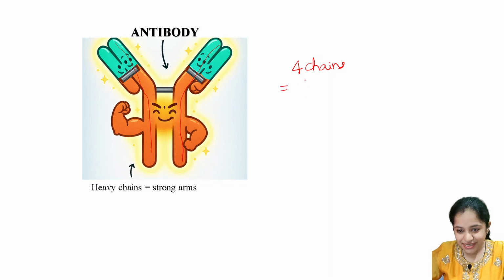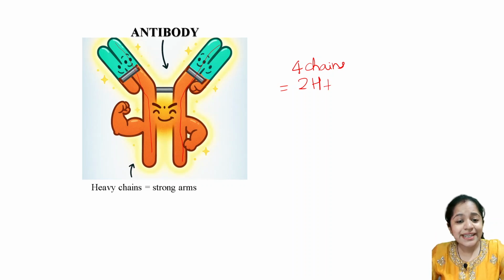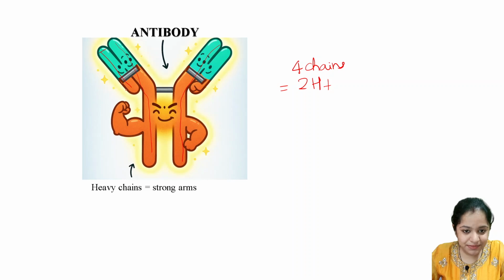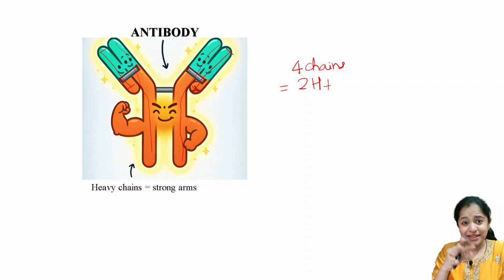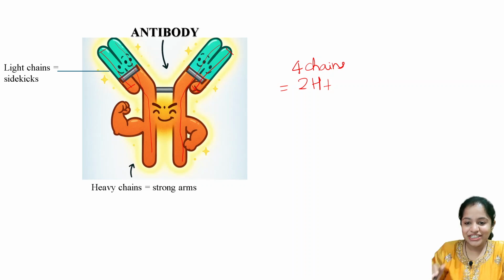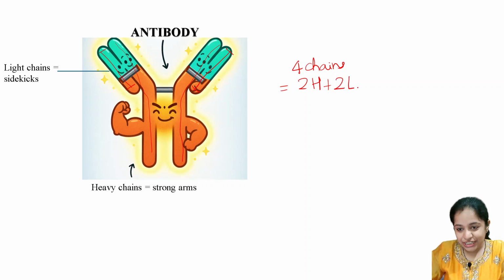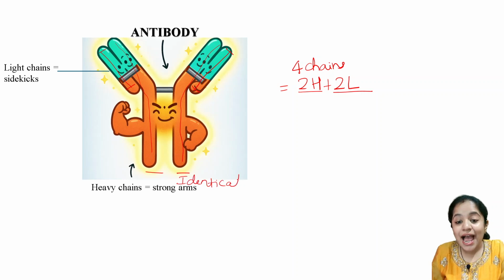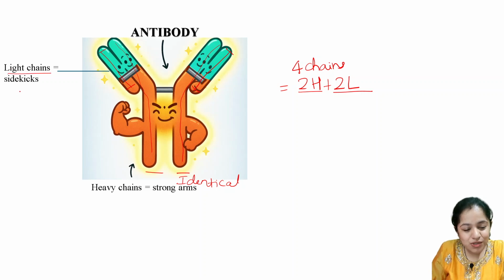So your 4 chains has first 2 heavy chains, followed by, next to the heavy chain, this chain. These 2 chains, what are they? They are not as strong as your heavy chain. They are lighter in comparison. They are like sidekick to the strong arm. They are light chains. So these are 2 light chains. So in your 4 chains, you have 2 heavy chains and 2 light chains. Now both these heavy chains are identical to each other. Okay, remember this. And both these light chains also will be identical to each other.